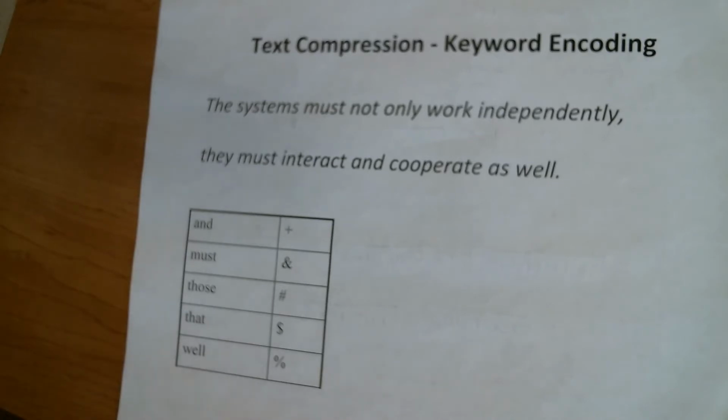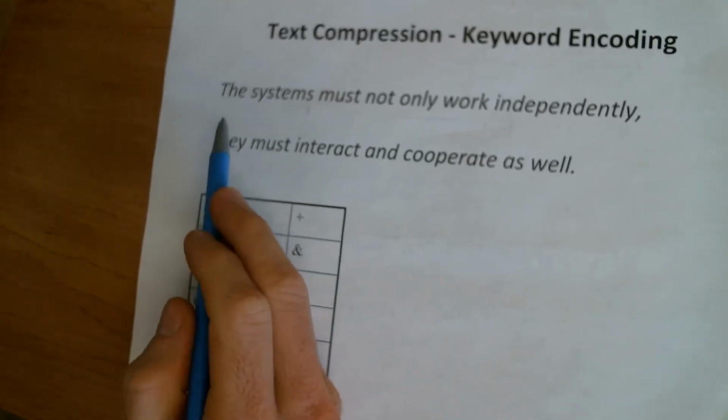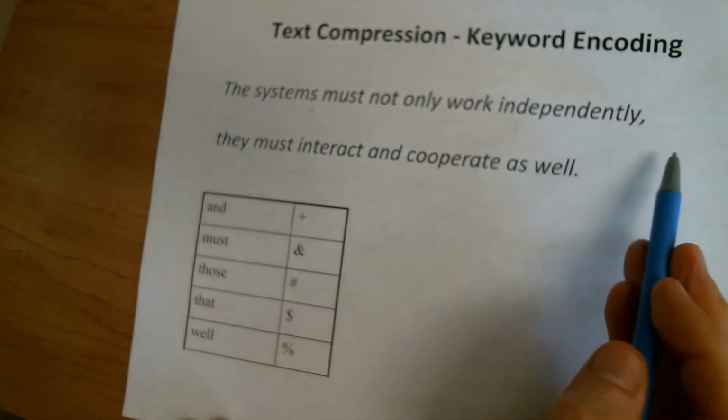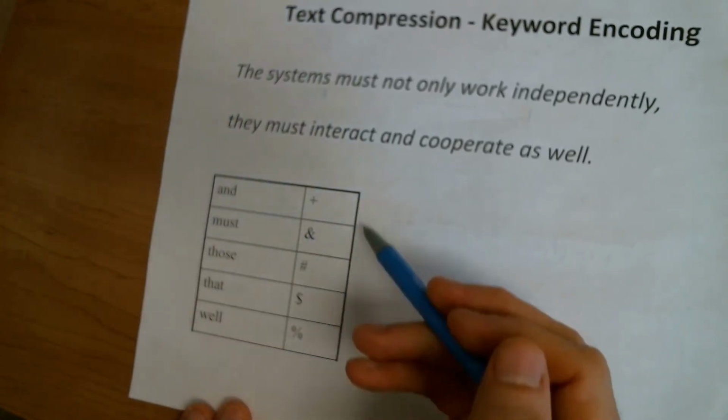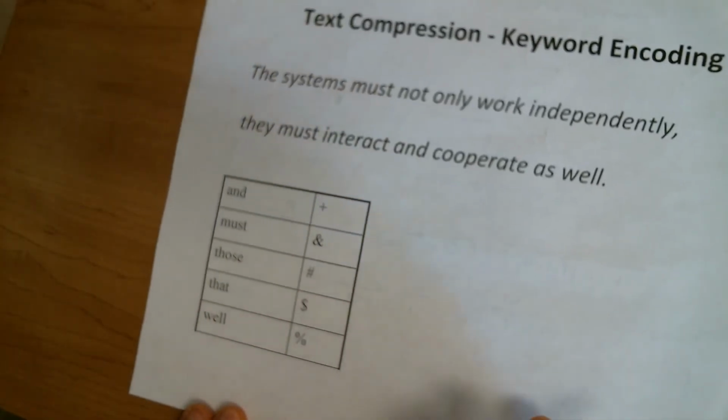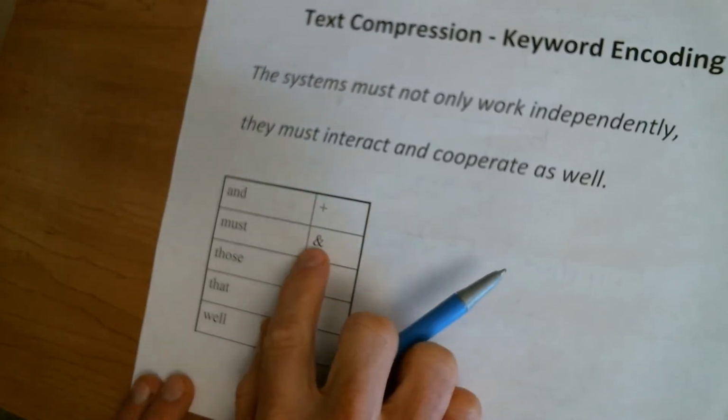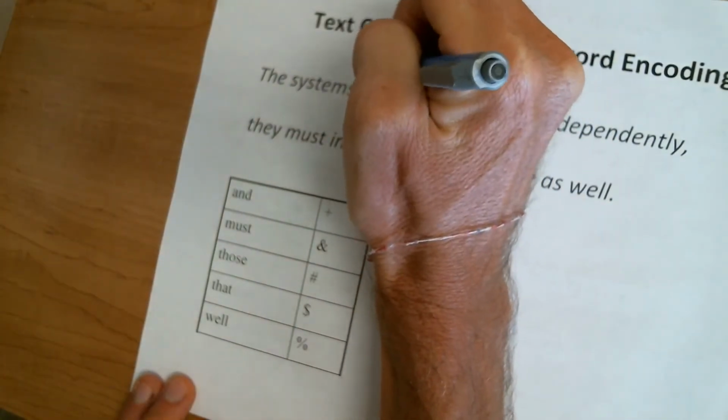So the simplest would just be keyword encoding. This is just where you say, I've got certain words that I know pop up a lot. So instead of storing that entire word, let me just store a symbol that corresponds to that word. Here I've got the sentence, the systems must not only work independently, they must interact and cooperate as well. And then I could set up a table and say, anywhere I see the word must, I'm going to replace that with an and sign.